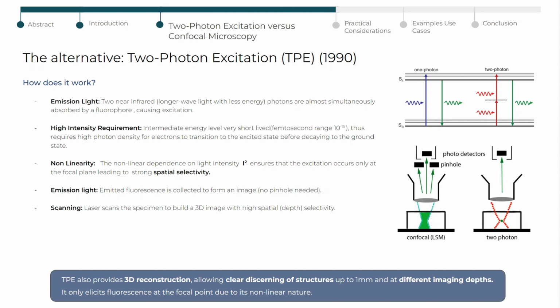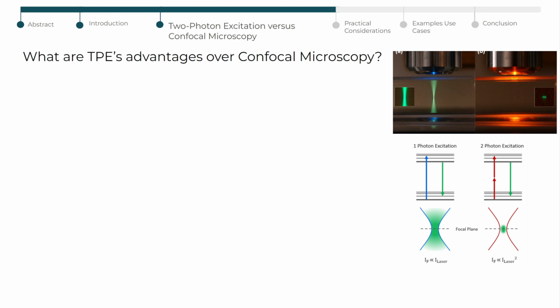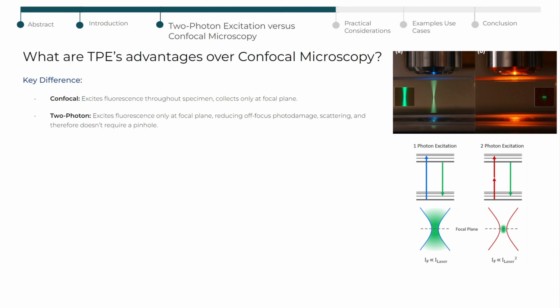So now we're going to go through TPE's advantages over confocal microscopy, starting with the key difference between both techniques, which is that confocal microscopy excites throughout the specimen, but then collects only at the focal plane using the pinhole, as opposed to TPE, which excites fluorescence only at the focal plane organically due to its nonlinear nature. This translates to a couple of advantages.